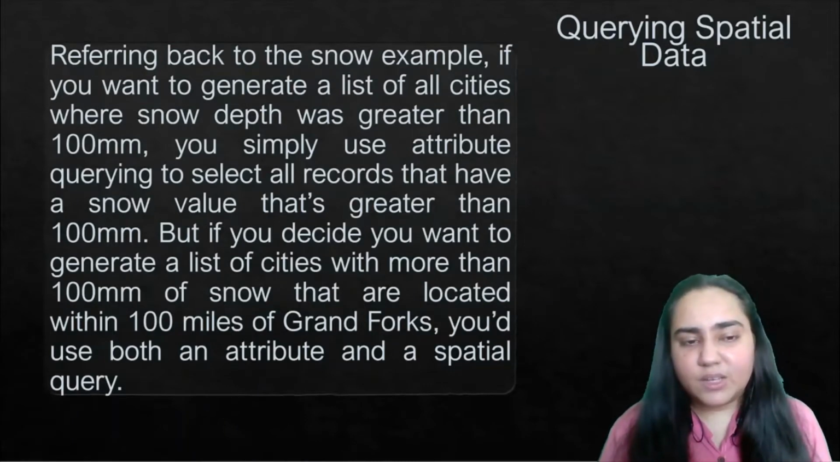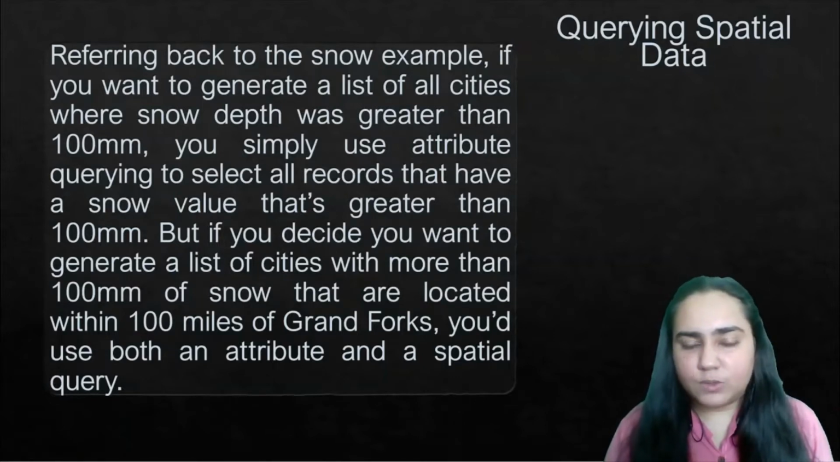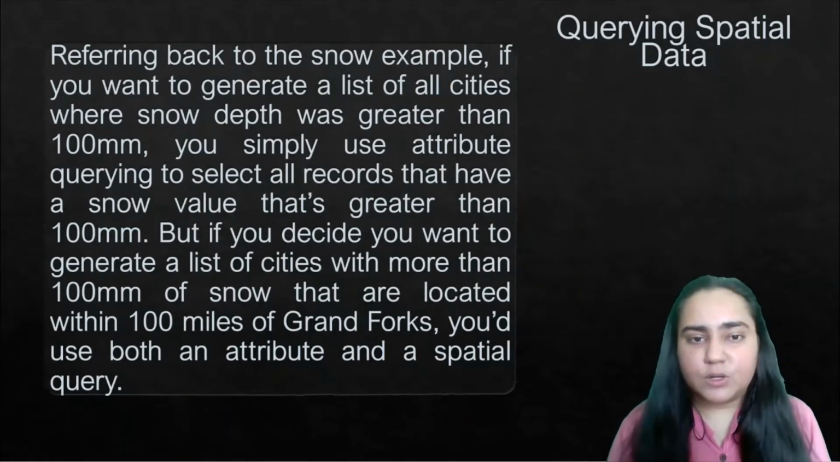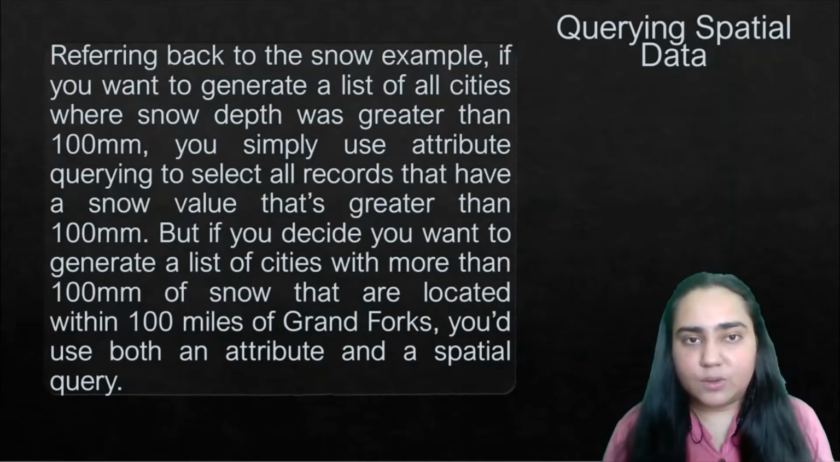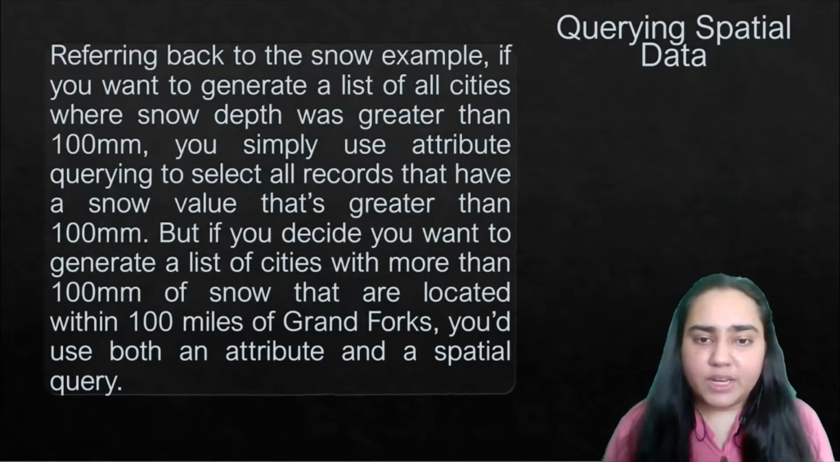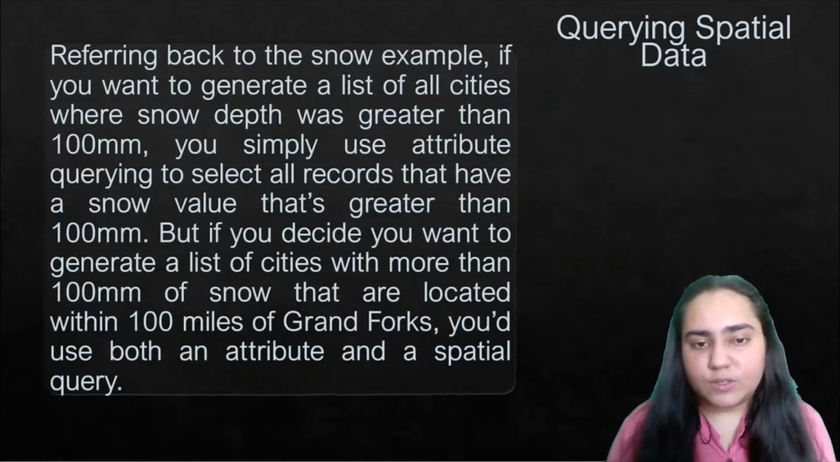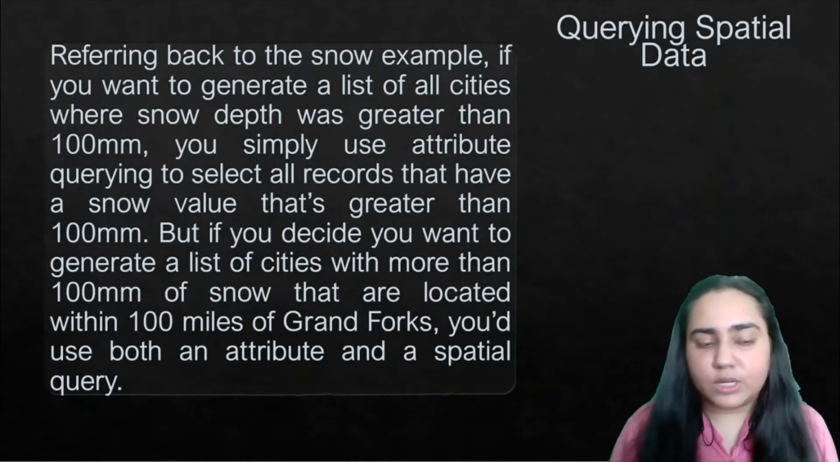But if you decide that you want to generate a list of cities with more than 100 millimeters of snow that are located within 100 miles of Grand Forks, which is the name of a place, then you'd use both attribute and spatial querying, because now it's not just about how much snow is there, it's also about in which area. You want areas only within 100 miles of Grand Forks. You don't want everything. So to find areas within 100 miles of Grand Forks, you'd have to do a spatial query. But then within those areas, to find areas which have more than 100 millimeters of snow, you would have to do an attribute query.